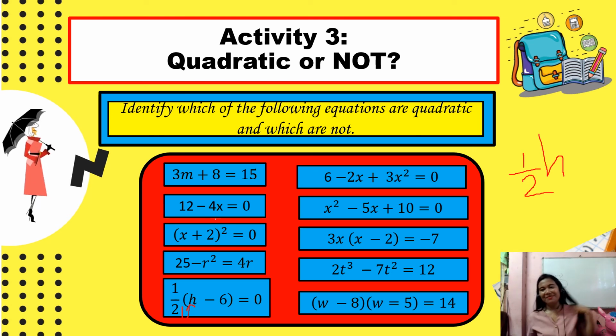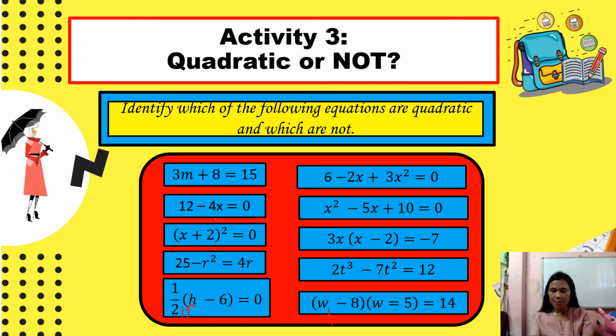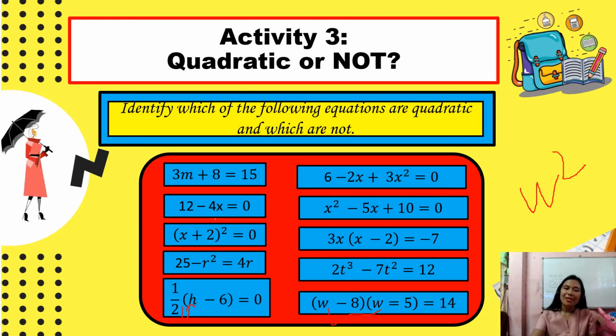Perform the operation daw. Sige, pause nyo yung video. Ano yung sagot? Quadratic yan. Bakit quadratic? Kasi, pag nag-perform ka ng operation, multiplication of polynomials yan. Yung first term mo, w times w, you will come up with w squared. Diba? So, quadratic. Okay? So, ma'am, paano yun, ma'am? Hindi na namin alam kung paano mag-multiply. Okay? Anyway, may review lesson tayo dyan. Review lang. Okay? So, I hope naintindihan kung paano mag-identify ng quadratic or not.